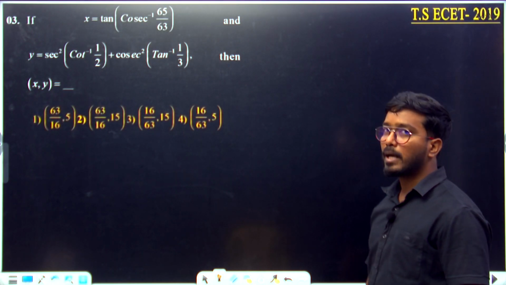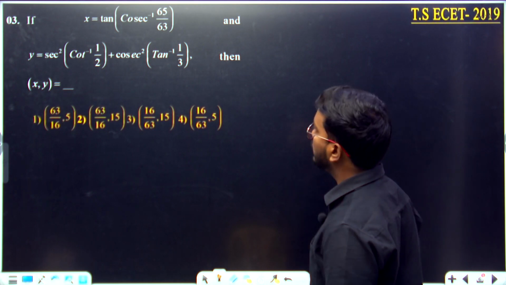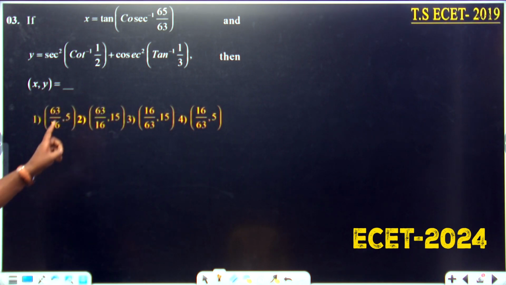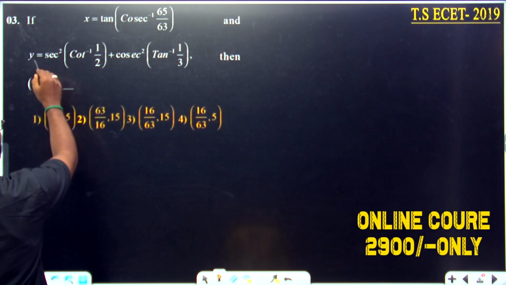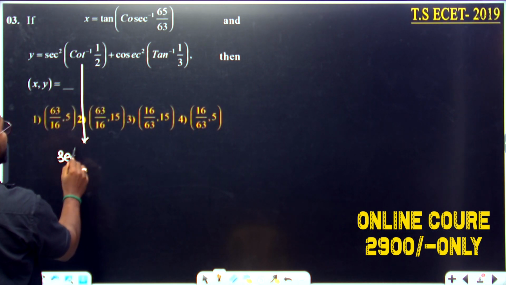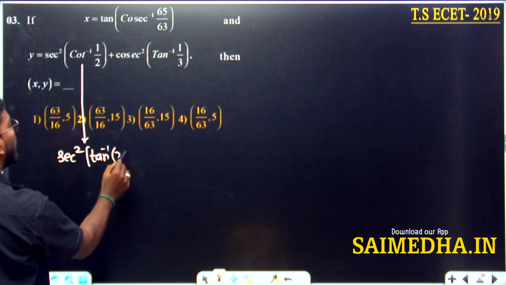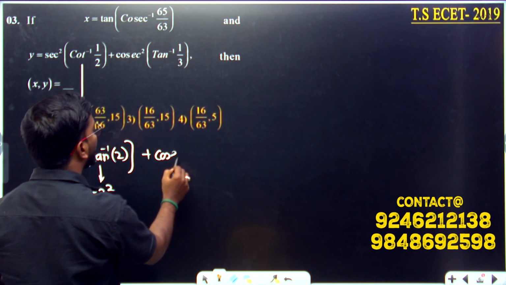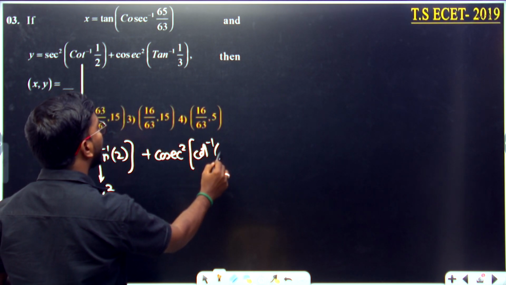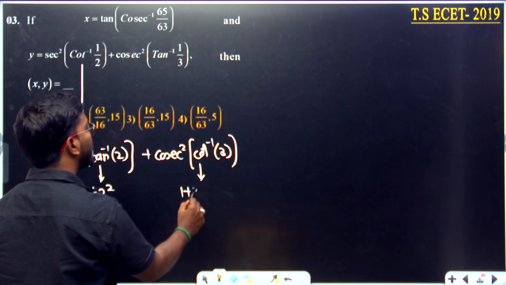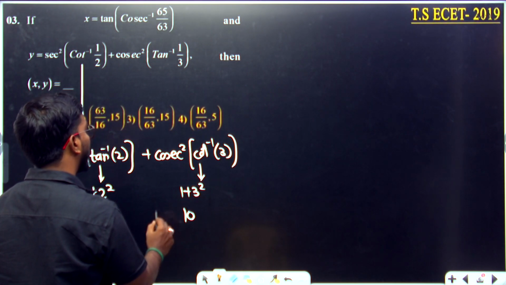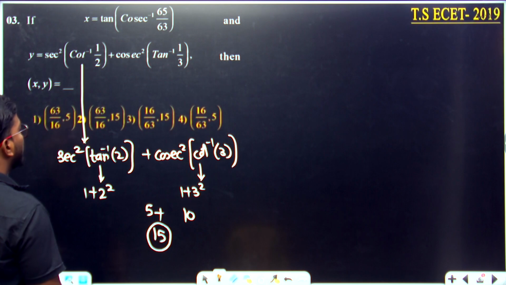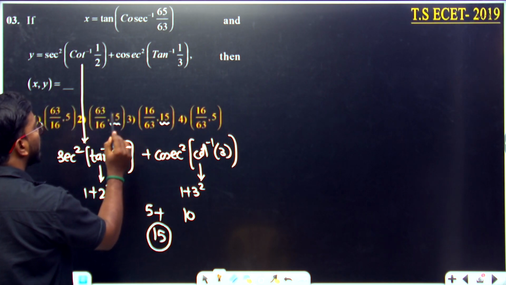Now, the similar concept has been repeated in the year 2019. You see here, y is given as secant square cot inverse of 1 by 2, plus cosecant square tan inverse of 1 by 3. This is the previous problem only, guys. Here we can write secant square tan inverse of 2, that is 1 plus 2 square, 1 plus x square is the answer. The other term is cosecant square cot inverse of 3, this is also the 1 plus x square concept, that is 1 plus 3 square, 9 plus 1 is 10. Here we have 1 plus 2 square, 2 square is 4, 4 plus 1 is 5, 5 plus 10 is 15. So 15 is given in the options.